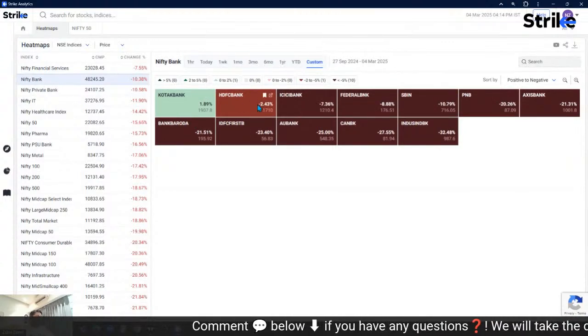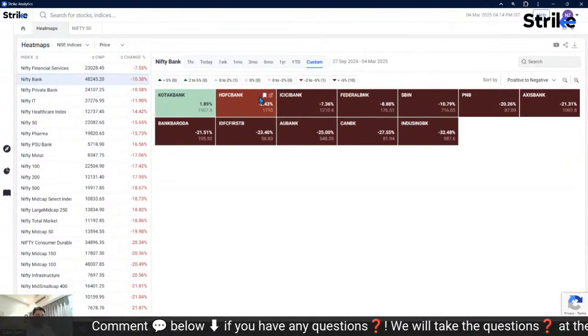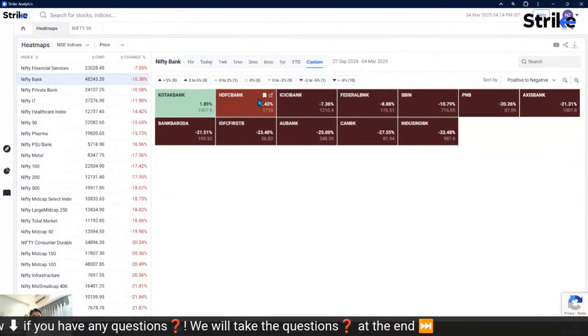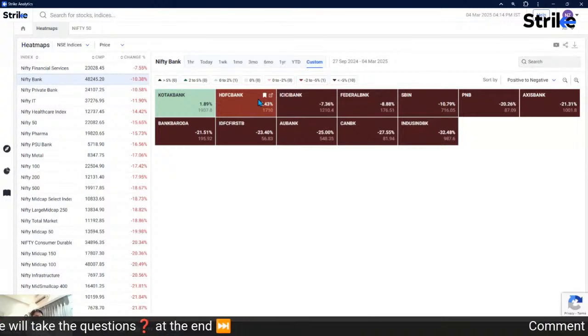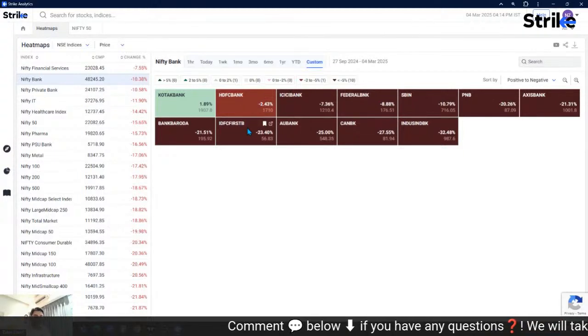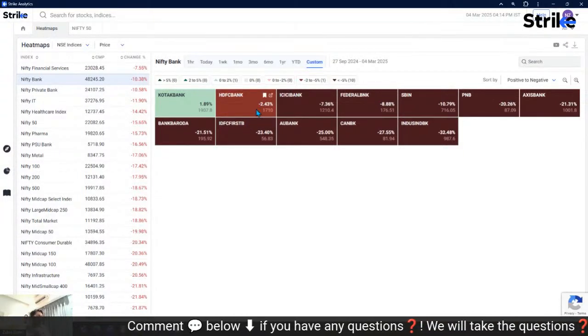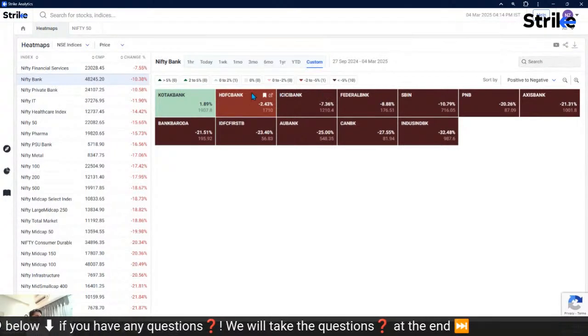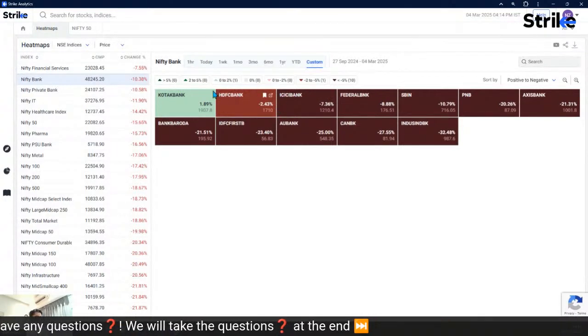Kotak Bank and HDFC Bank is one very good way to analyze the market, to understand when Nifty is down but Bank Nifty is outperforming. And HDFC Bank, the heavyweight in Nifty, is down by only 2%. So it has held its head high during this fall.